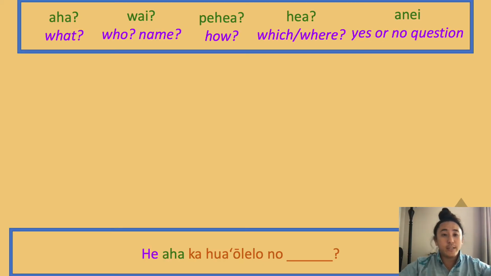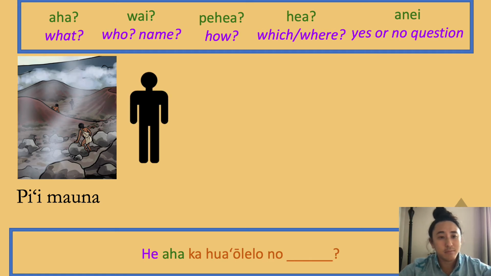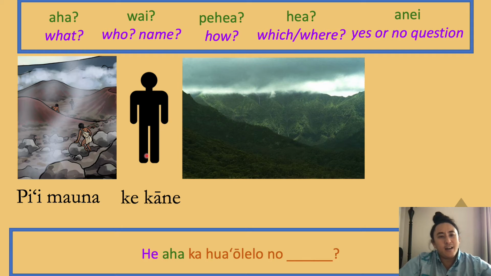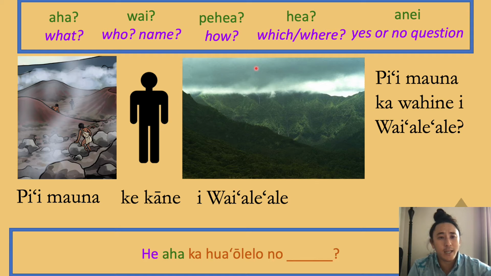So our Pepeke Painu, really similar to the E Painu sentences, just without the E. So, pi'i mauna ke kane I hea. Pi'i mauna ke kane I wai ale ale. Pi'i mauna ke kane I hea. Pi'i mauna ke kane I wai ale ale. Yeah, pi'i mauna ka wahine I wai ale ale. In this picture, pi'i mauna ka wahine I wai ale ale.